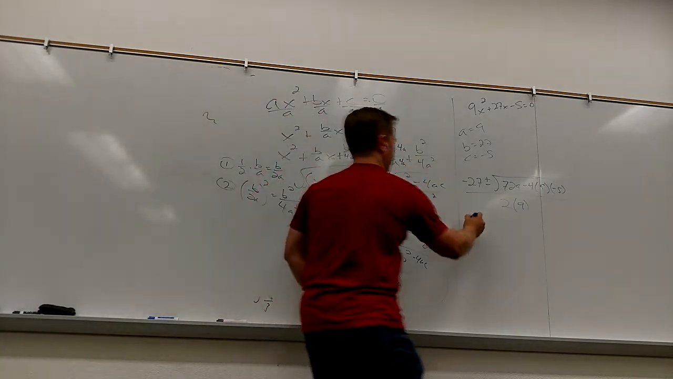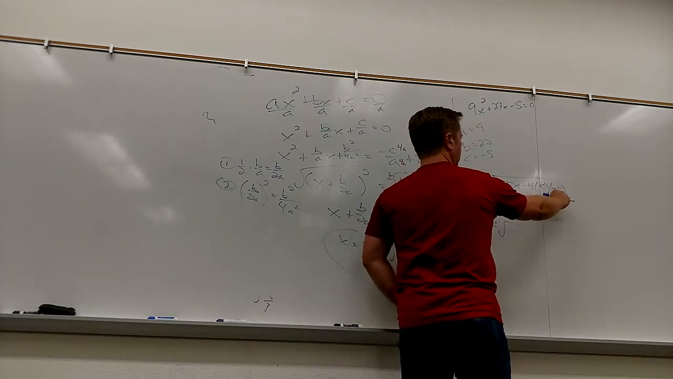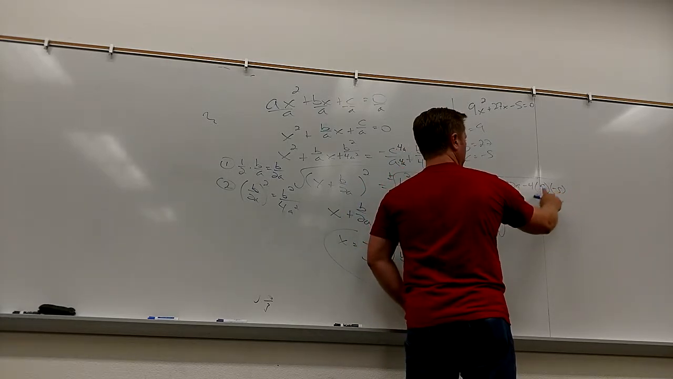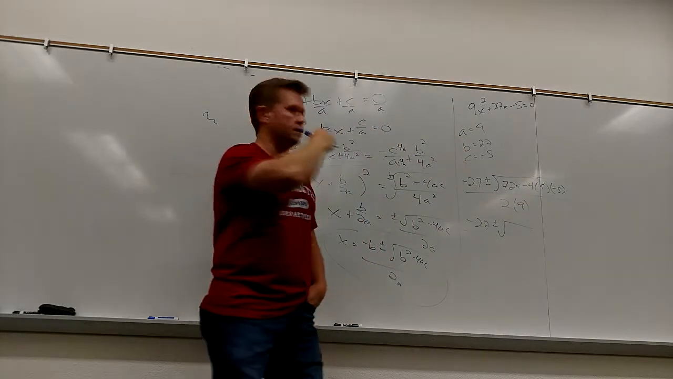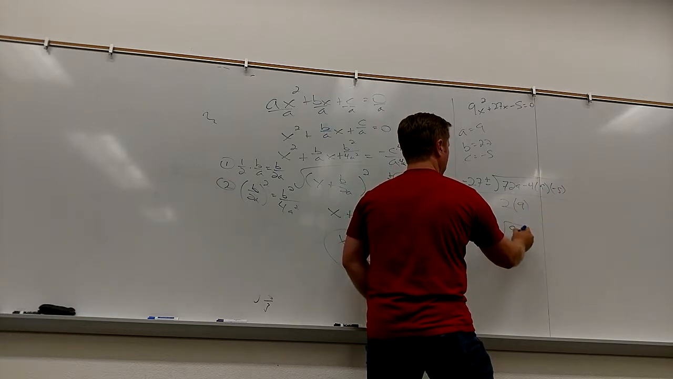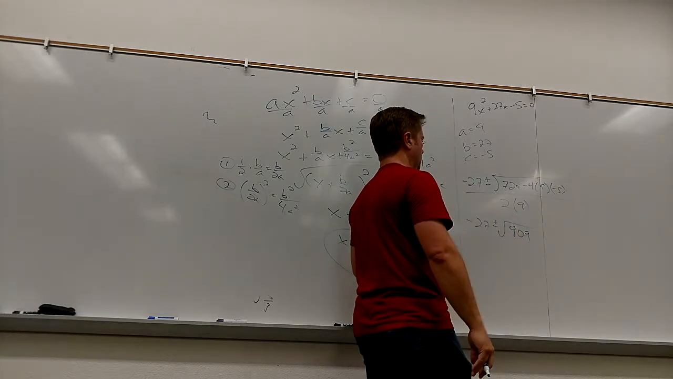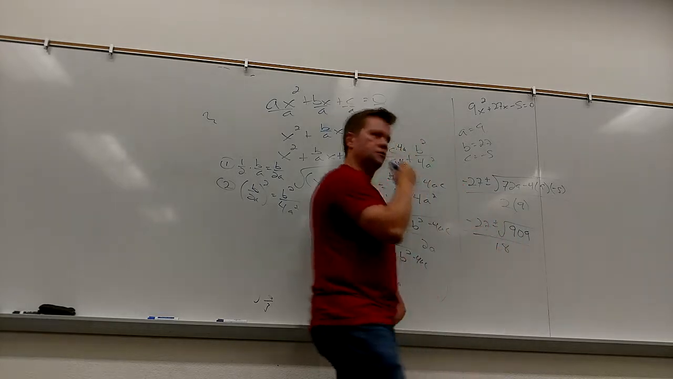We get negative 27, plus or minus, square root. So it'll be 729 plus 180. Right? And that'll be 909, maybe. Sounds right, Jeff. Sure. Okay. Over 18.